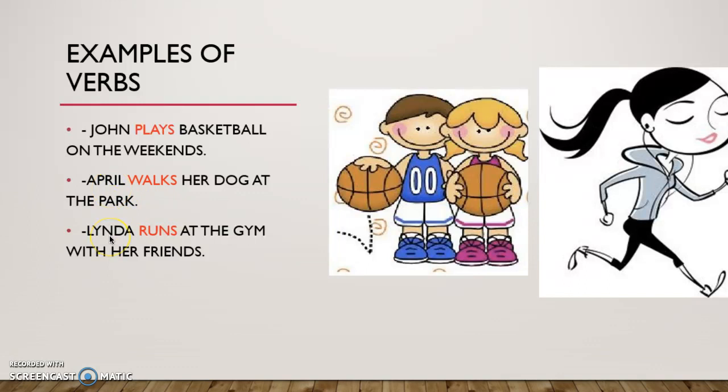Another one would be Linda runs at the gym with her friends. Runs, again, highlighted in red, is the verb. It's her action that she's doing. And it basically describes, it could be present tense, past tense, whatnot. We can save that for another day. But if it describes the action, then the action is the verb.